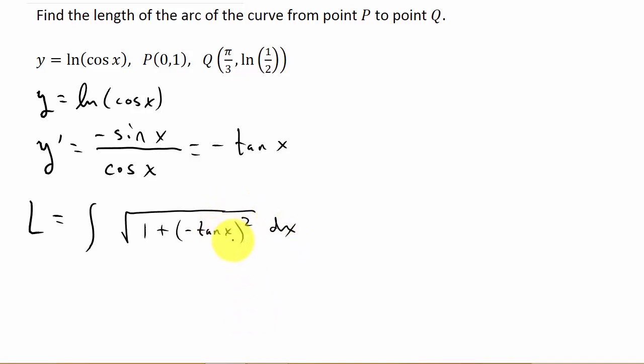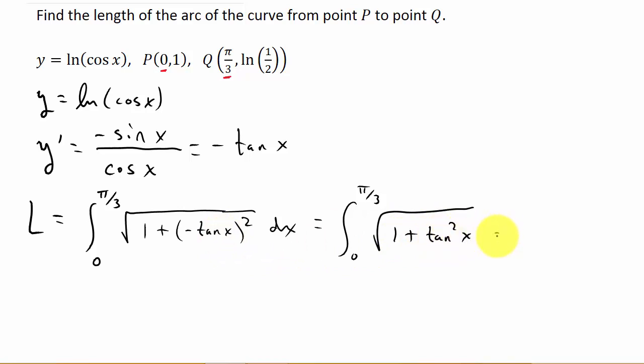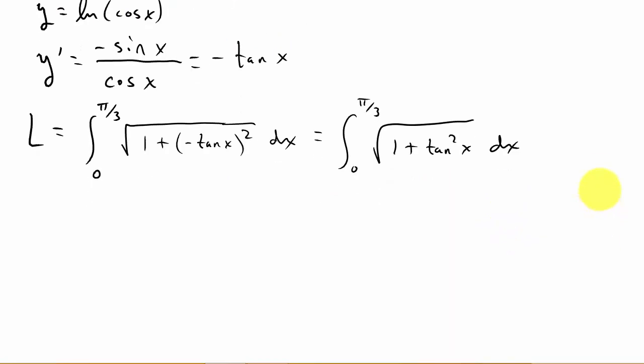dx. Okay, we're in terms of x, so my limits are going to be my x values. So that's from 0 to pi over 3. So 0 to pi over 3. So let's simplify this a little. That's 0 to pi over 3 of the square root of 1 plus, and then this is just tangent squared x dx.